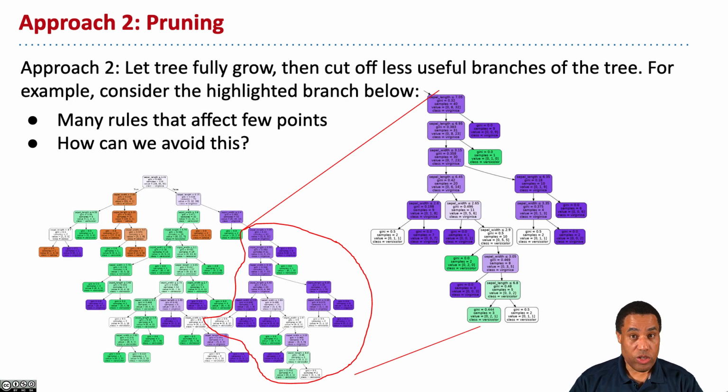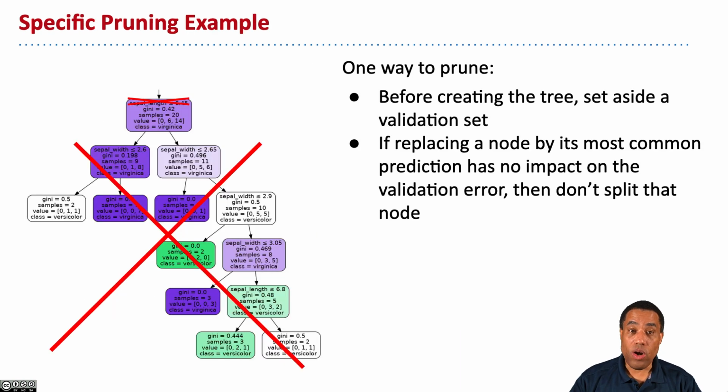We're going to allow the tree to fully grow, and then we're going to explore the tree and see, are there rules that affect very few points, right? As an example, here we have a subtree that's circled in red that covers 40 samples, right? But if we drill down into that, we could find smaller subtrees that might only cover a few points. So one way to prune is to look at one of these subtrees. Here's a subtree that starts with class Virginica, and contains nodes from Versicolor and Virginica.